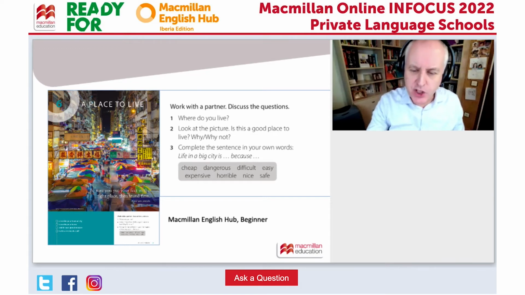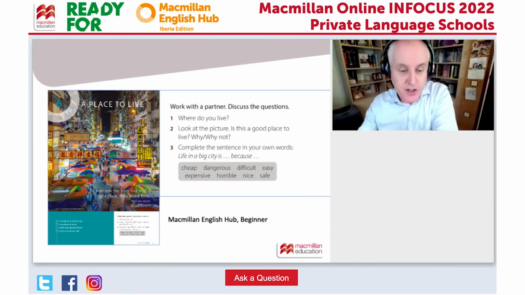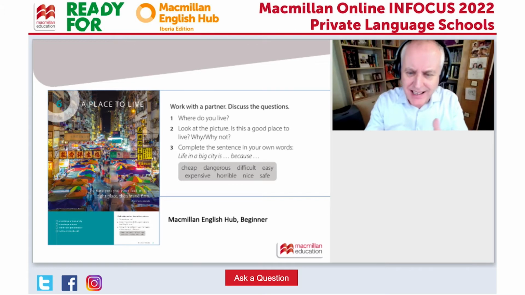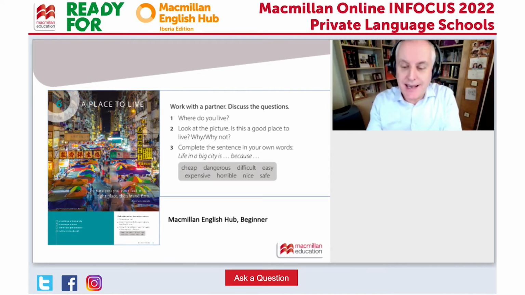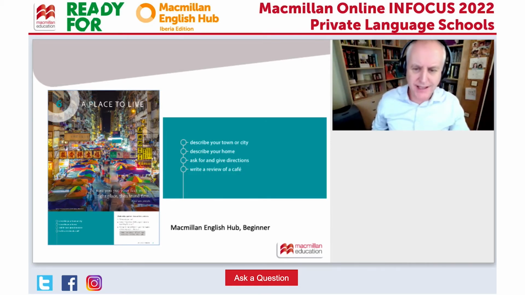And then we have some discussion questions to activate the students' prior knowledge, their background knowledge, which is something that Amanda mentioned, using images as well. So discussion questions: where do you live? The topic of the unit is a place to live. Look at the picture. Is this a good place to live? Why not? Complete the sentence in your own words. Life in a big city is dangerous because. Life in a big city is difficult because. So we're introducing the theme here of describing a place. We're activating the students' schemata, which is vitally important.